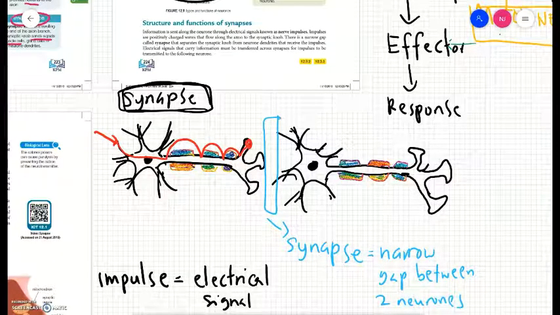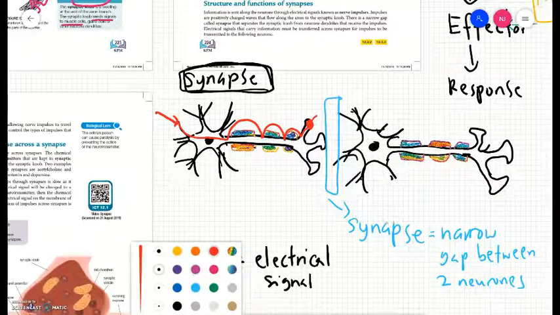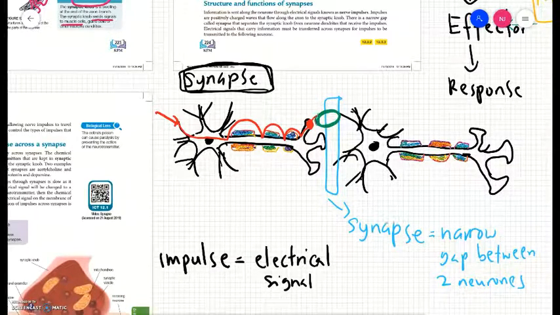Okay, kenapa dia ada gap? Because when this impulse tadi, yang red color ni, electric signal ni, dia mau pergi, it wants to be transferred to the next neuron, it will change into chemical signal. Okay, chemical signal. Dia masuk di sini, dia bukan lagi electrical, dia jadi, let's change it to green color. Maksudnya this is what happened, it needs to be in the form of chemical signal.